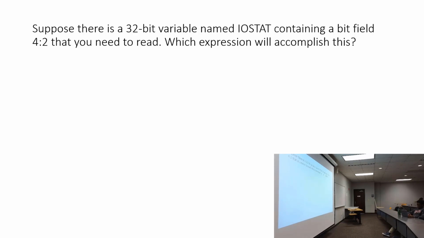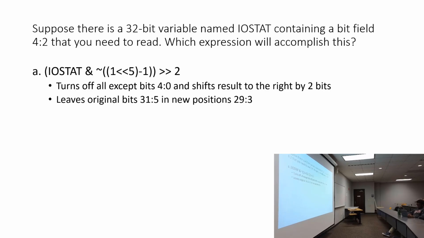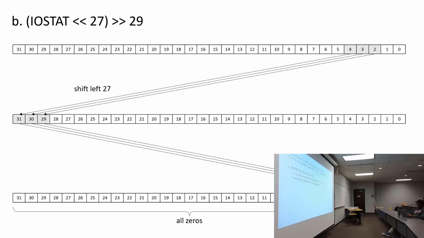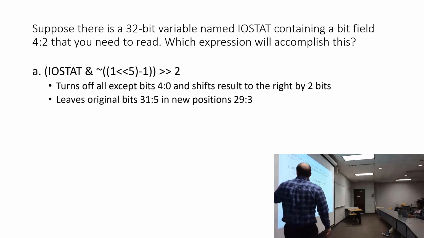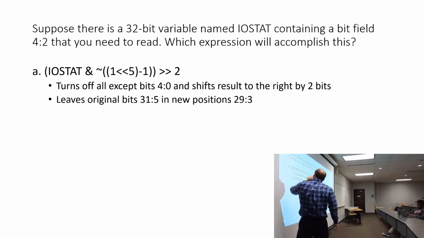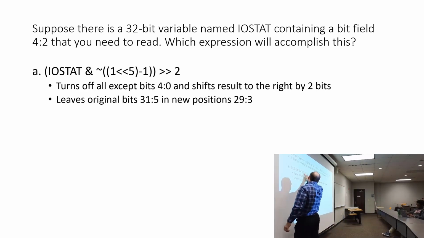Okay, suppose there's a 32-bit variable named IOStat containing a bit field 4 down to 2 that you need to read. What expression will accomplish this? Okay, so this one, I try to graphically illustrate this. In this case, you say IOStat AND with 1 shifted by 5 bits to the left minus 1. So this will give me a chunk of 5 1 bits. And then I'm going to do what? Shift it and then complement it? Or complement it and then shift it?